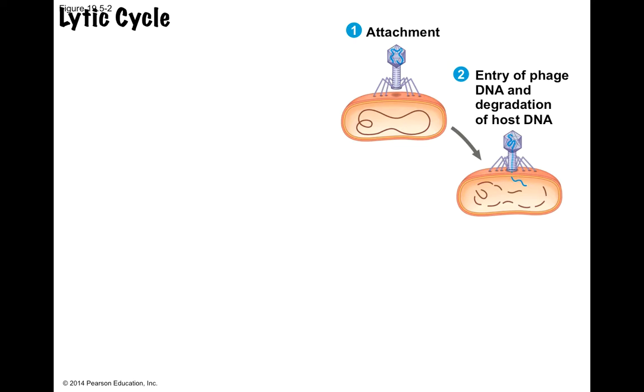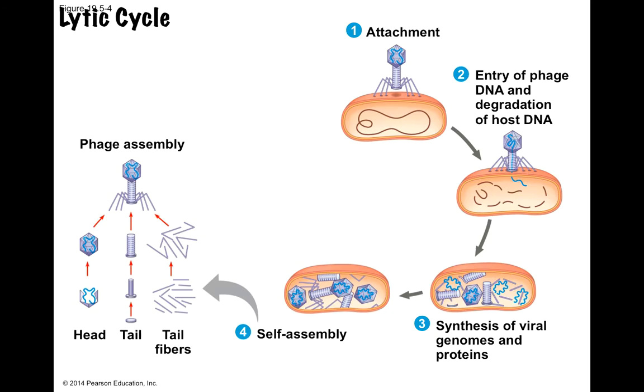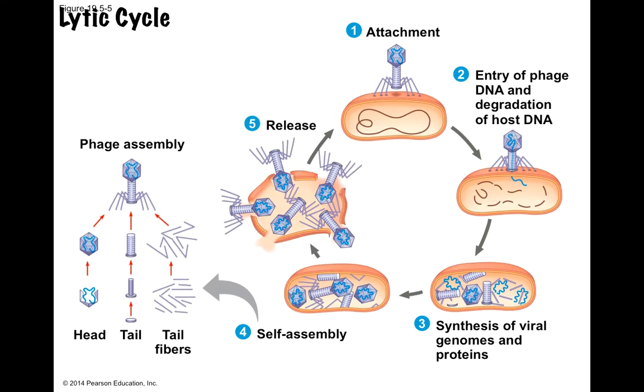One of the first proteins that's made is an enzyme that breaks the host cell's DNA into pieces. The viral DNA will make copies of its DNA and make copies of the capsid using the host cell's machinery. Self-assembly will occur, and then a new army of viruses will burst out of the cell, releasing them to go and infect other bacterial cells. This entire cycle can take as little as 20 to 30 minutes.